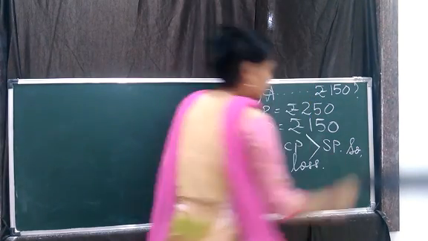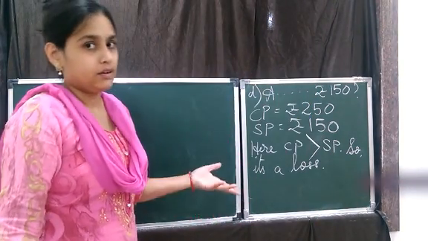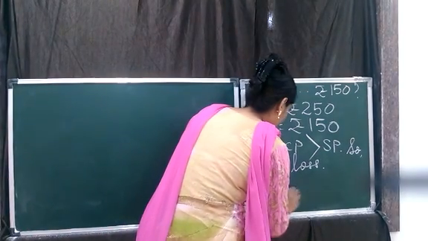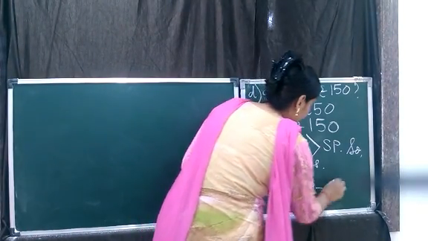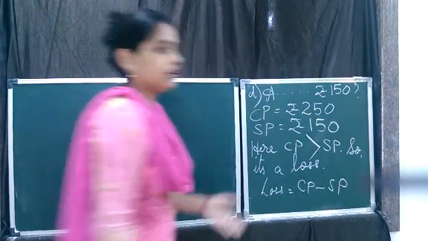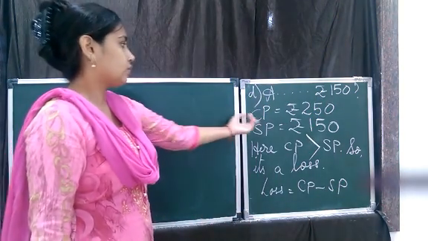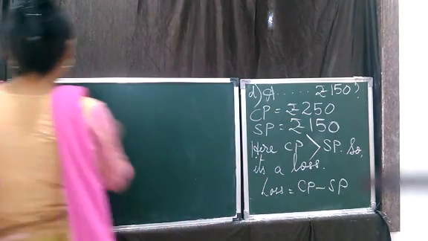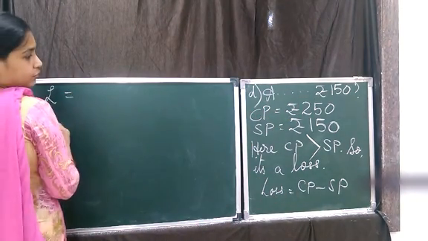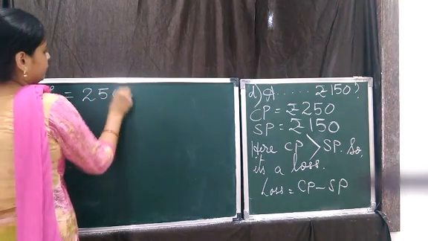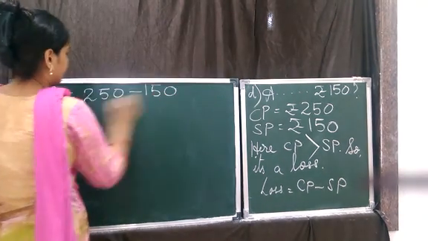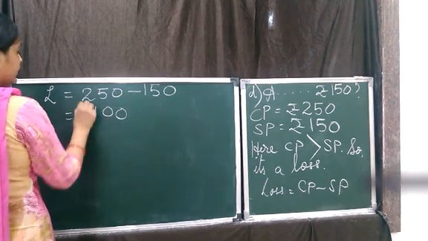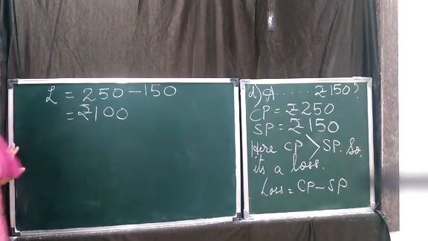Now, since it's a loss, how to find the loss? Loss is equal to CP minus SP. Ulta, na? The bigger number comes first. Now CP is how much? 250. So loss is equal to 250 minus 150, which is actually 100. Correct? So rupees 100 is the loss.